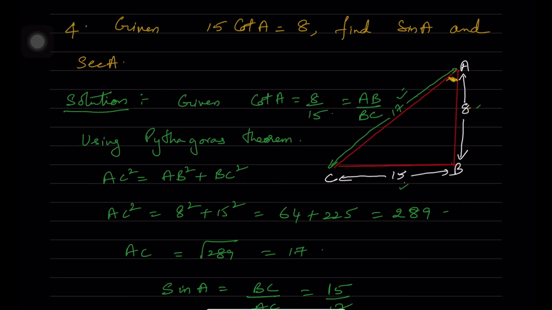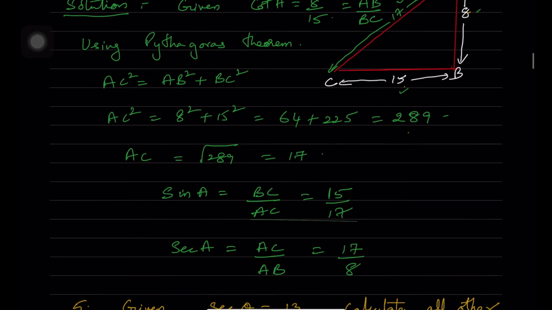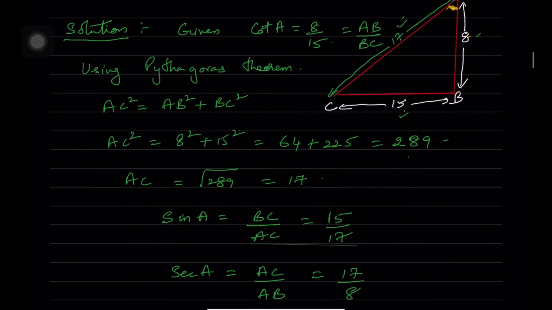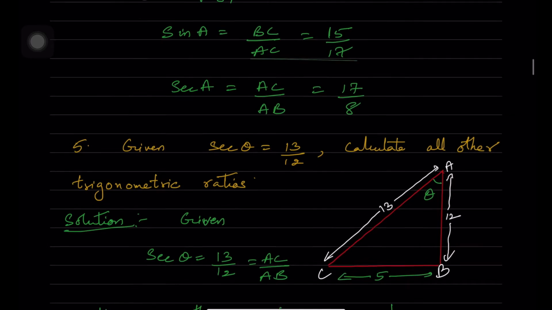We have to find out what AC square is, isn't it? So AC square is 64 plus 225, which is 289. Therefore AC is equal to root of 289, which is equal to 17. Therefore sin A is equal to BC by AC, which is equal to 15 by 17. Secant A is equal to AC by AB, which is nothing but 17 by 8.